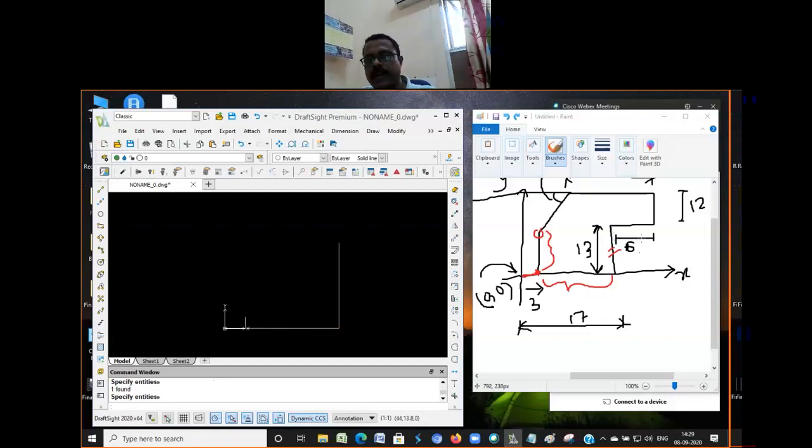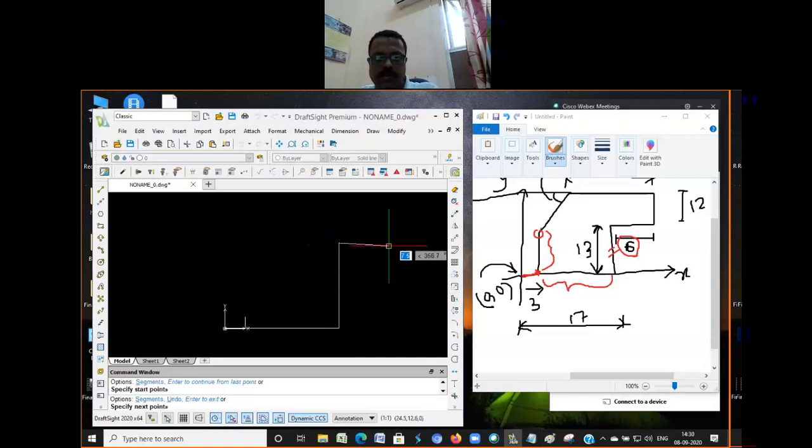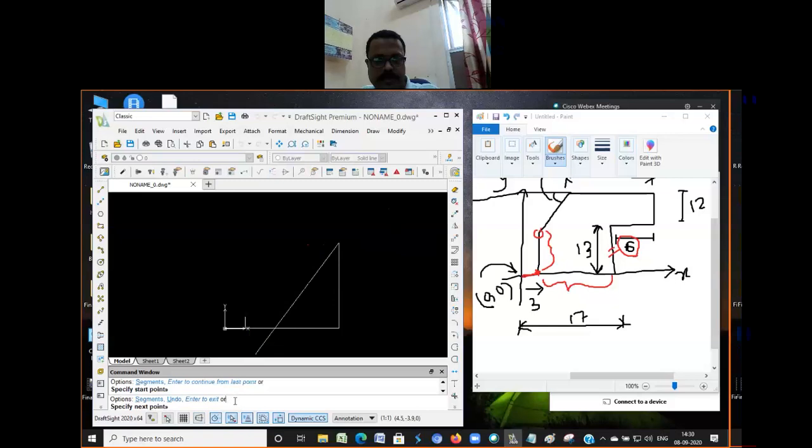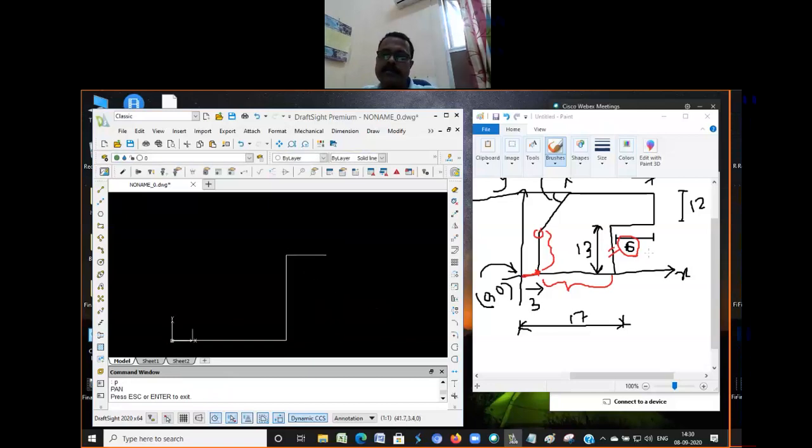Again, for this line, how much is it? This is 6 millimeter. That means another line I have to draw from this point, which is at rate 6 millimeter in 0 degree. Okay. This much is 6 millimeter.